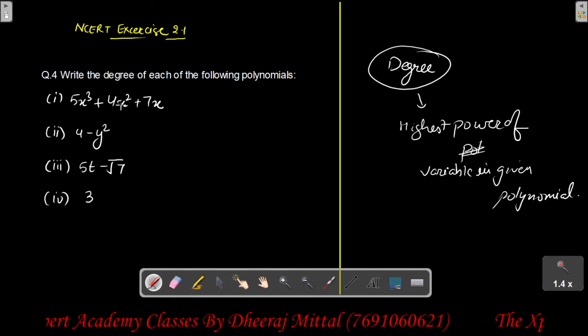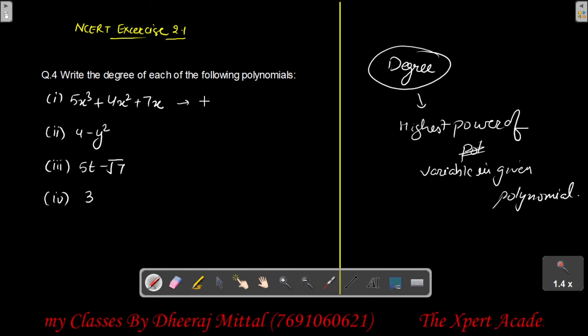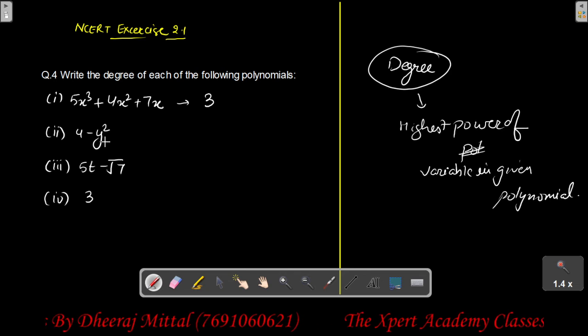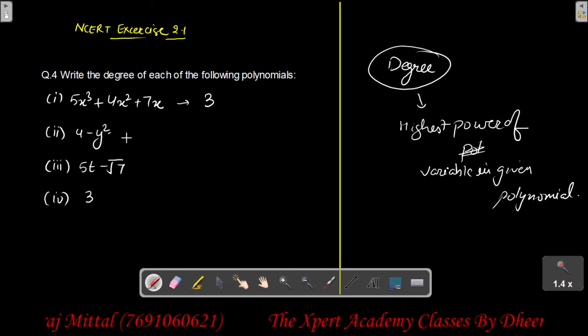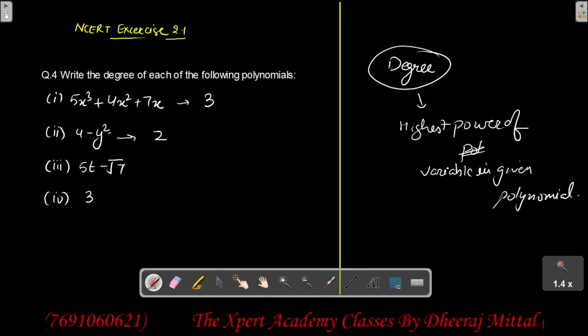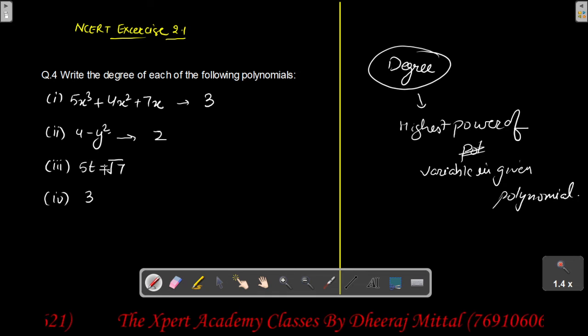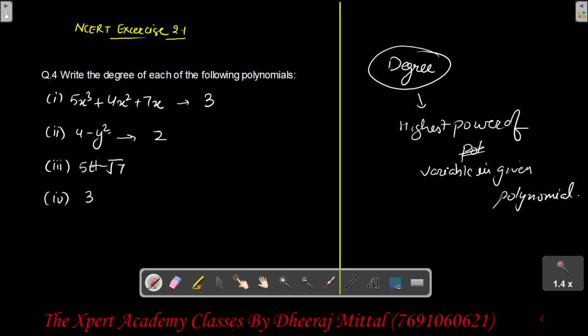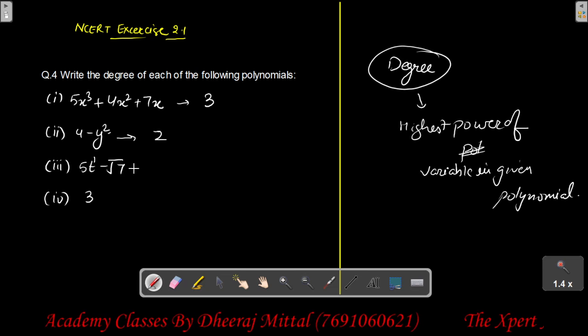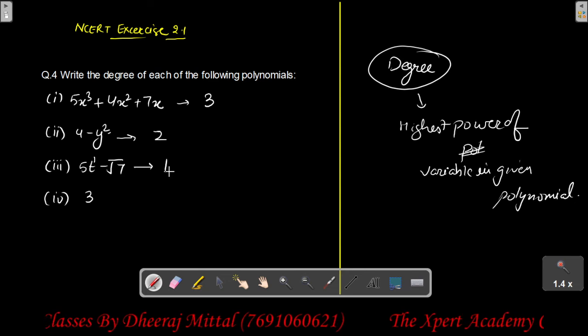So in this polynomial the highest power is 3, so the degree will be 3. In this polynomial the highest power is 2, so the degree will be 2. Third part, 5t minus root 2: in this polynomial the highest power is 1, so the degree will be 1.